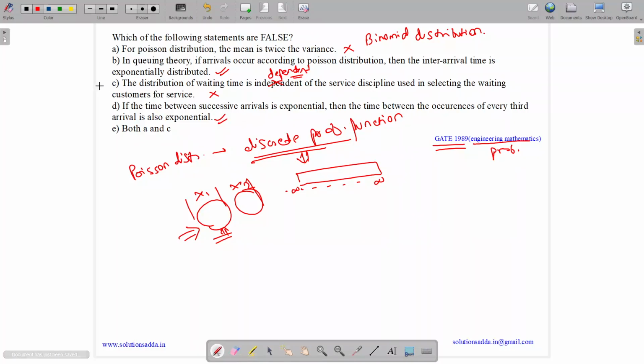So the statements which are false are A and C, and we need to tell which are false. So answer is option E. Both A and C are false.